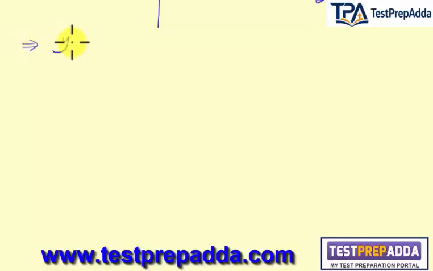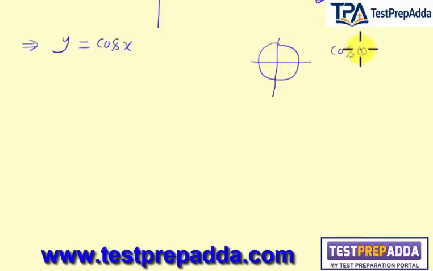y is equal to cos x. Again, in the similar manner, I'll take the unit circle. Again, the same way. Here it's very clear that cos theta is nothing but x coordinate. X coordinate. Please don't get confused. Here theta I'm taking angle.